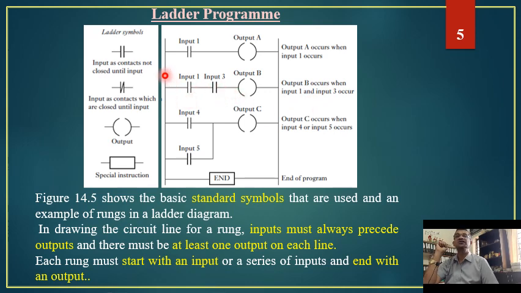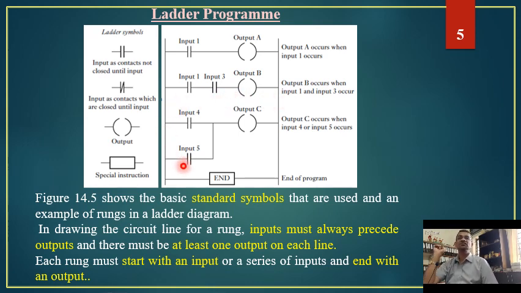So send a signal to input 1, and at the same time send the signal to input 3 as well. Sending signals to input 1 and input 3 will change them into closed circuits. When both of them are closed, then current flows through to output B and output B occurs. So output B occurs when input 1 and input 3 occur. So that is the second rung.